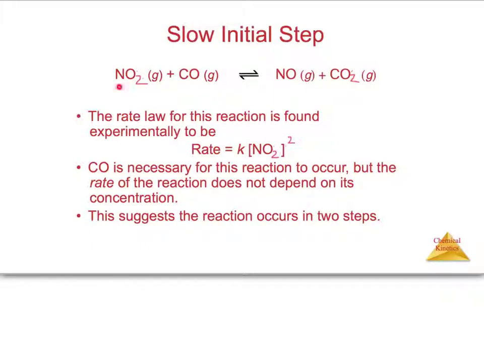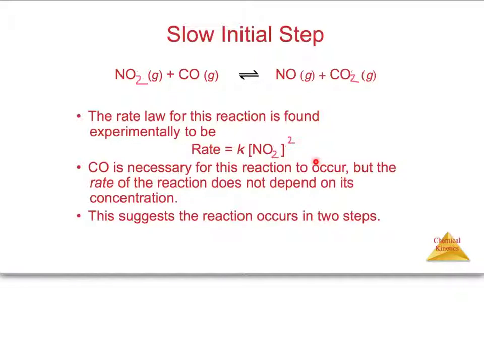Now, this is a reaction that we're looking at. Okay, and in this reaction, the rate law has been found to be this right here. So our rate is equal to k[NO2]^2, it's second order. Now, the carbon monoxide is necessary for the reaction to happen, so I need it in order to actually get these products. But the rate of the reaction doesn't depend on its concentration, so I can double carbon monoxide, I can triple it, I can quadruple it, rate won't change. Okay, so in other words, it's zero order with respect to carbon monoxide, which is why I don't have it here in my rate law.